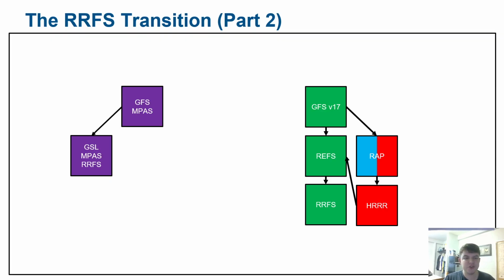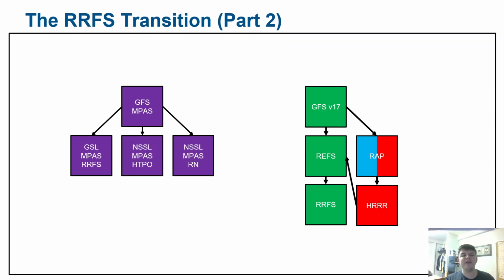There are a variety of offshoots from this. The GSL MPAS RRFS looks to be the version 2 of the RRFS that will be replacing the FV3 version at some point in the near future after the FV3 version becomes operational. There are then the NSSL variants of MPAS, the HTPO and the RN, that are going to serve as very similar counterparts to the current WRF experimental models. One goes out 48 hours using HRRR current conditions, and one goes out the full 84. It's the MPAS RN. As of now, these are currently available to use.